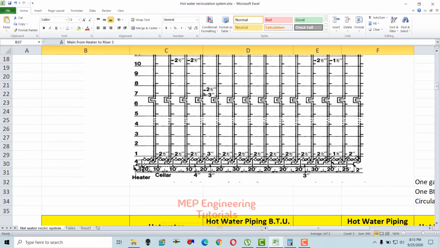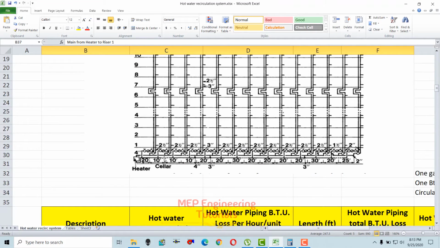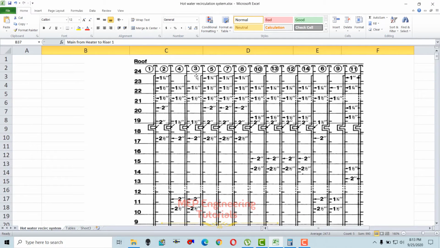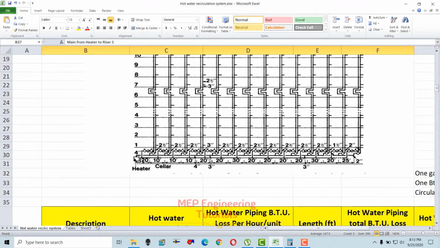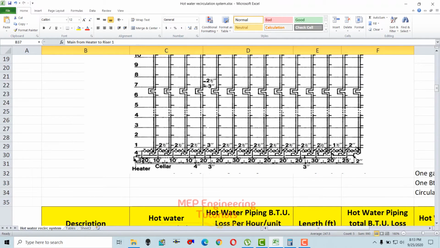This hot water supply pipe is 4 inches up till this point, which is riser 1, and then going over here the size is the same, 4 inches. From riser 3, the size changes to 3 inches, and you have 3 inches up till riser 14. After that, the size changes again to 2.5 inches, and then here you have 2 inches.